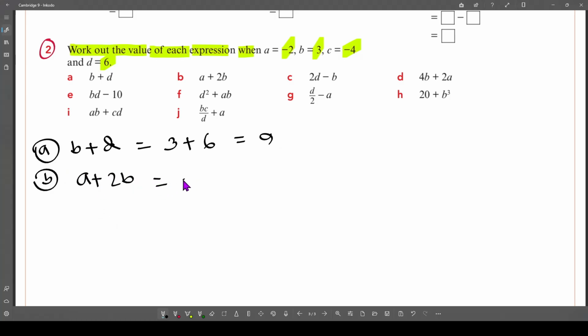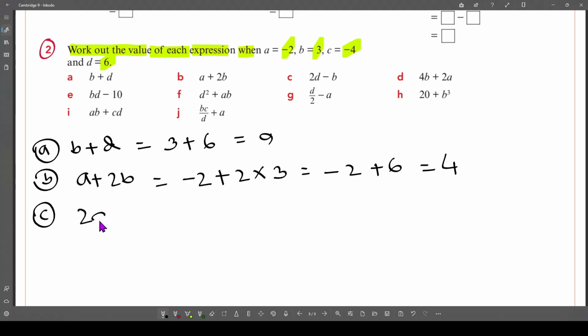Number B, a plus 2b. A means minus 2, plus 2 times b, which means 3. So minus 2 plus 2 times 3 is 6. So minus 2 plus 6 is 4. Number C, 2d minus b. 2 times d, which means 6, minus b, which means 3. So 2 times 6 is 12, minus 3, answer is 9.